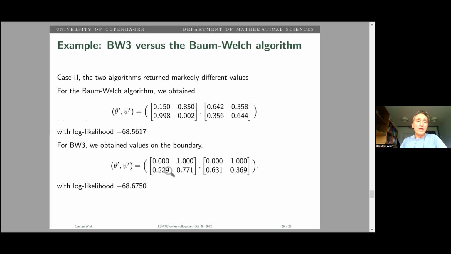But we also observed cases where they did not agree, and they could actually return very markedly different values. In the second case, for the Baum-Welch algorithm, we obtained these values put up here, whereas for the BW3, we obtained some values that were, sorry about that, at the boundary. So in this case, they are quite different, right? You also see that the likelihood values differ, but not by much. This has a slightly better likelihood value than the parameter values returned by BW3.